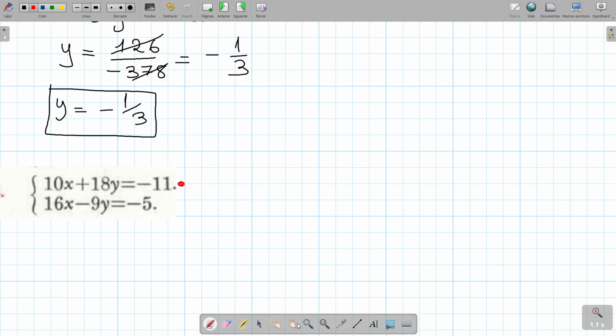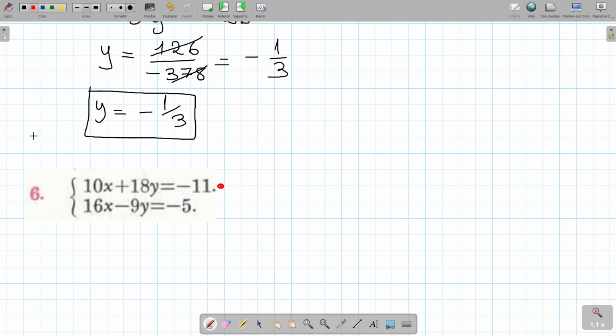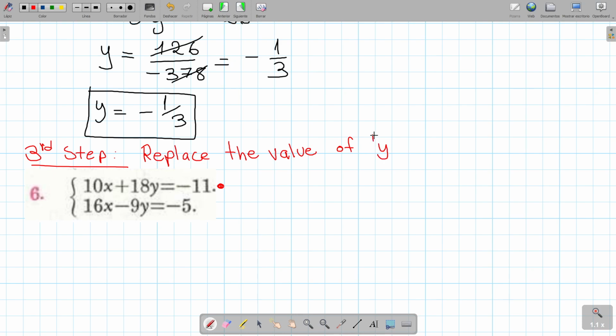This is the third step. In the third step, remember, I have to replace the value of y in an equation. Which equation do I have to choose?